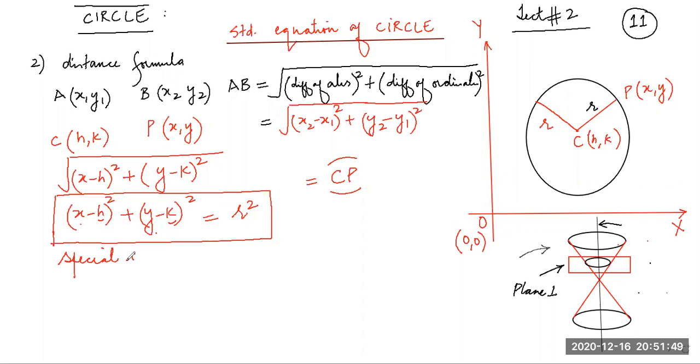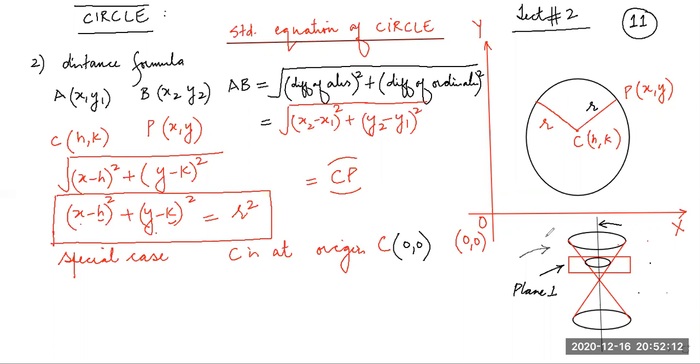We're going to talk about a special case when C is at origin. Now, Arjinder, what are the coordinates of origin? Please tell me, bache. What are the coordinates of origin? 0, 0. Right? Now let this C point be at origin.